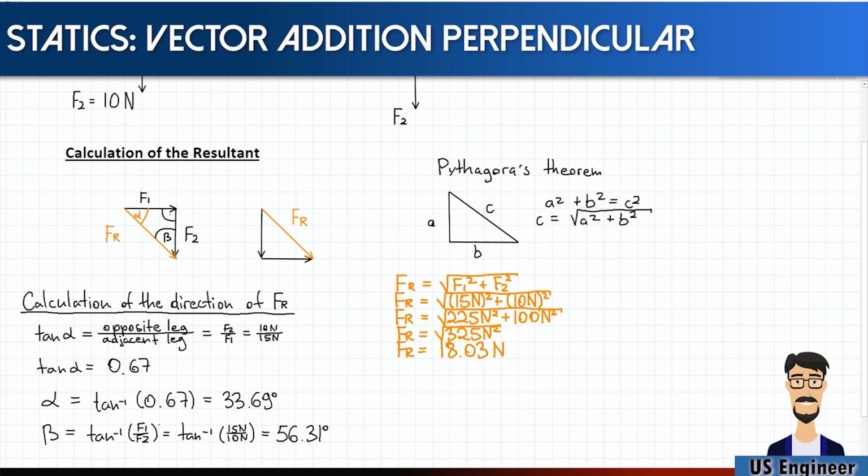So now we've gotten the magnitude and the direction of the resultant. In fact, we got the direction in both angles, alpha between FR and the horizon, and beta between FR and the vertical axis.